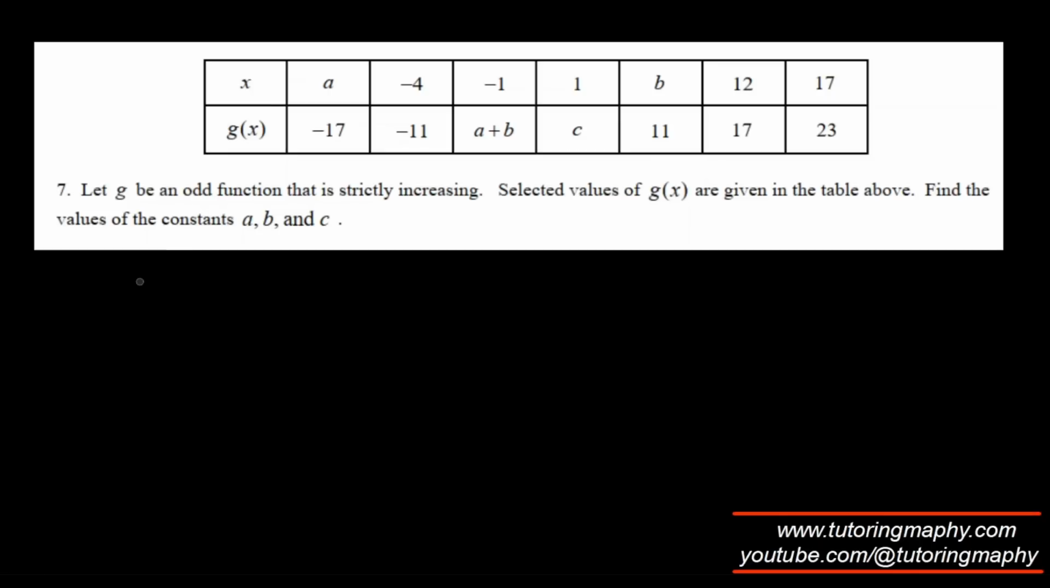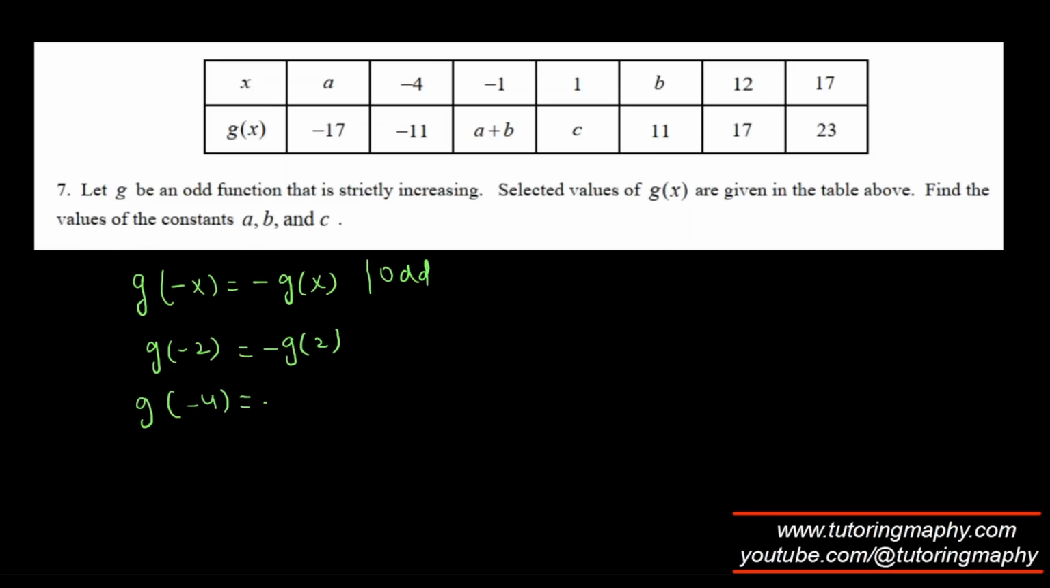But the algebraic way of understanding what an odd function is: g of minus x is minus of g of x. If we replace the x in g of x with minus x, and this minus is just thrown outside, then this is a property of an odd function. For example, g of minus 2 is basically minus of g of 2. g of minus 4 is minus of g of 4, and so on and so forth. This is an odd function, right? So they are saying what is the value of a, b, and c? A is here, and b is here, and then c is here.